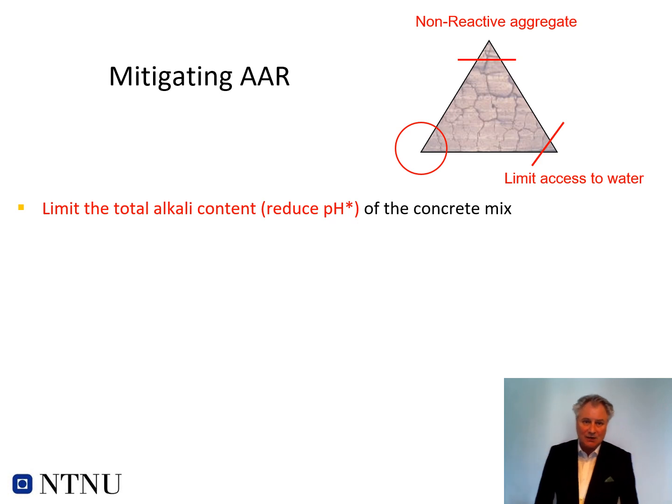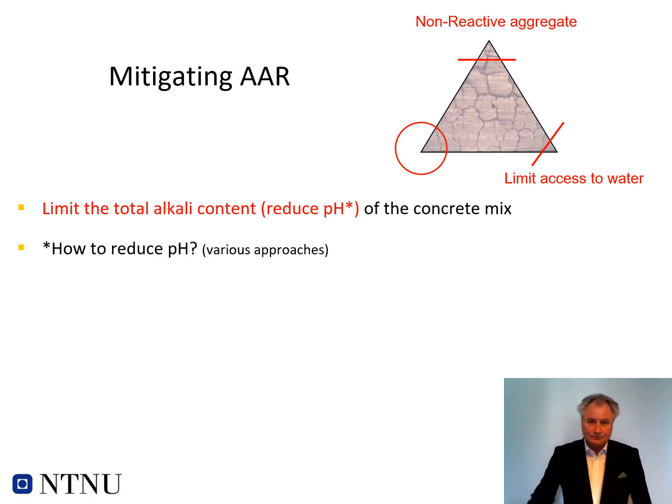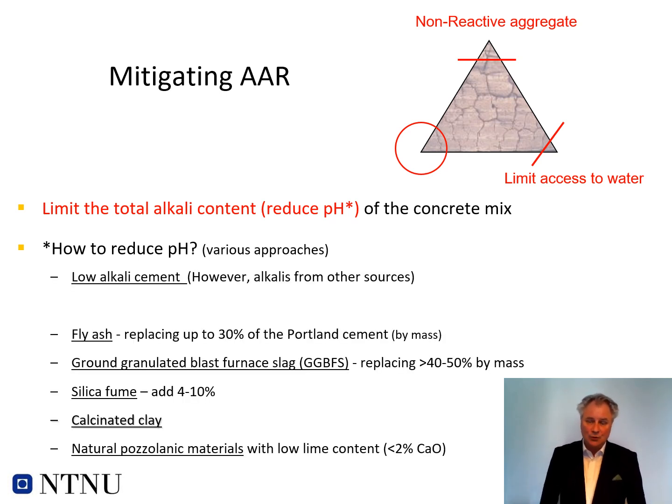You need to try to limit the total alkali content of your concrete. That means you are reducing the pH. So how should you do that? Well, there are various approaches to reduce the alkali level or to reduce the pH. You could, of course, use a low alkali cement.